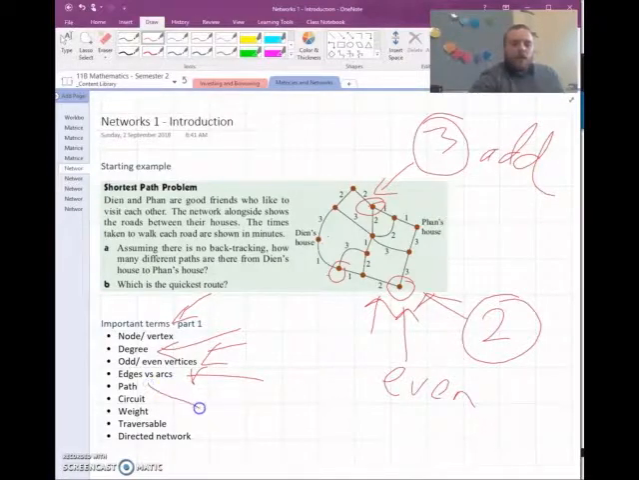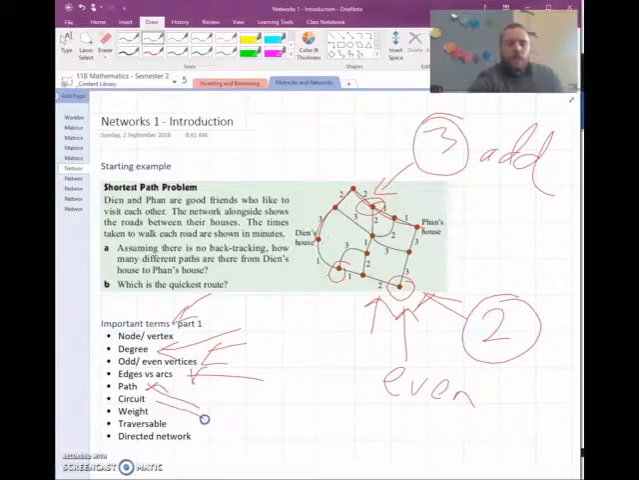A path. So a path is a way we can move from one vertex to another through a few different in between vertices. So we could go from Dean's house up here, up to here, up to here, up to here, and then down to Fun's house. So the important thing, a path is just a single direction and only moves through each vertex once.